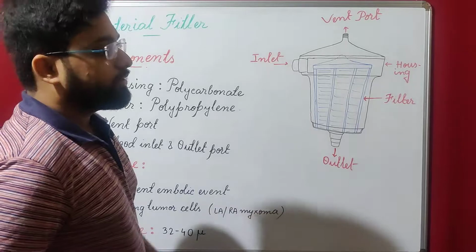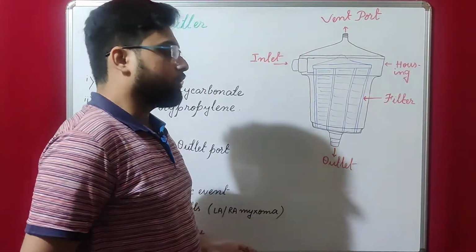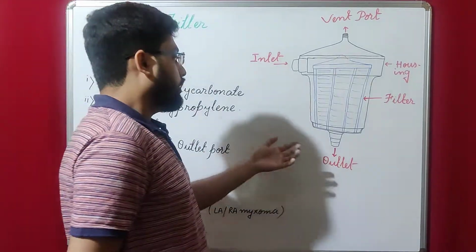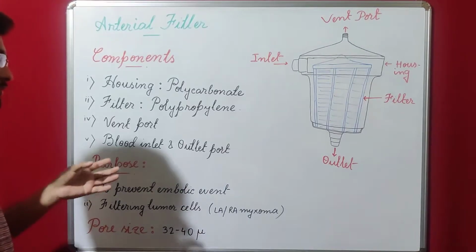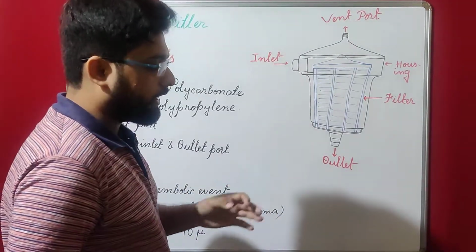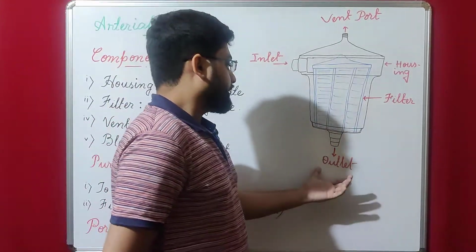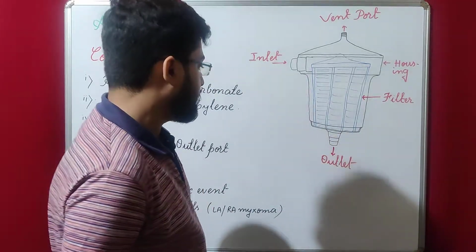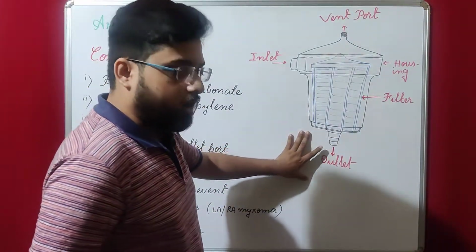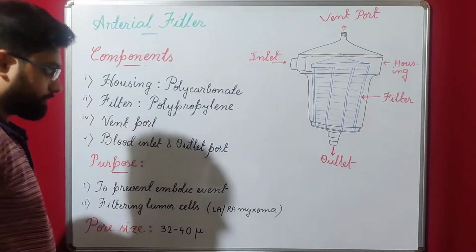Why? Because in a fluid, an air bubble always has a tendency to float upward. So to prevent any accidental air embolization in the patient, the outlet which is going towards the patient is always at the bottom of the filter.